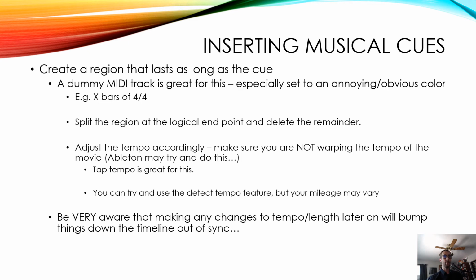Then you can make tempo adjustments accordingly, but make sure you are not warping the tempo of the movie. In Ableton, you have to go in and disable warping on the movie clip, and it will try and do this kind of by default.